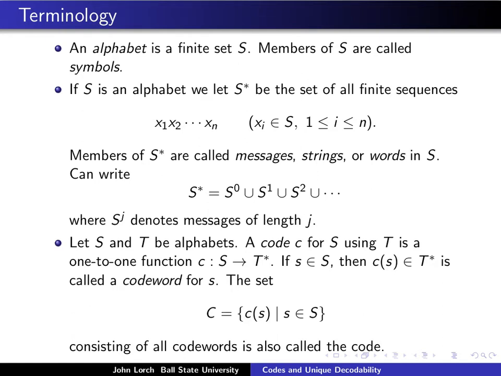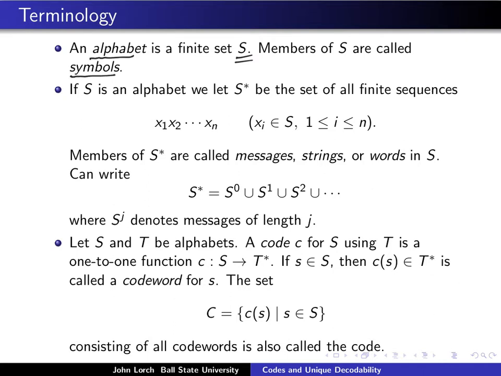In order to begin talking about codes, we need some terminology. So we begin with the idea of an alphabet. An alphabet is a finite set, which we label S. And if it helps, you can think about an alphabet as being like our ordinary alphabet, consisting of just the letters A, B, C, up through Z. So capital S in that case would be just those letters, A through Z. The members of S, or the members of our alphabet, are called symbols.